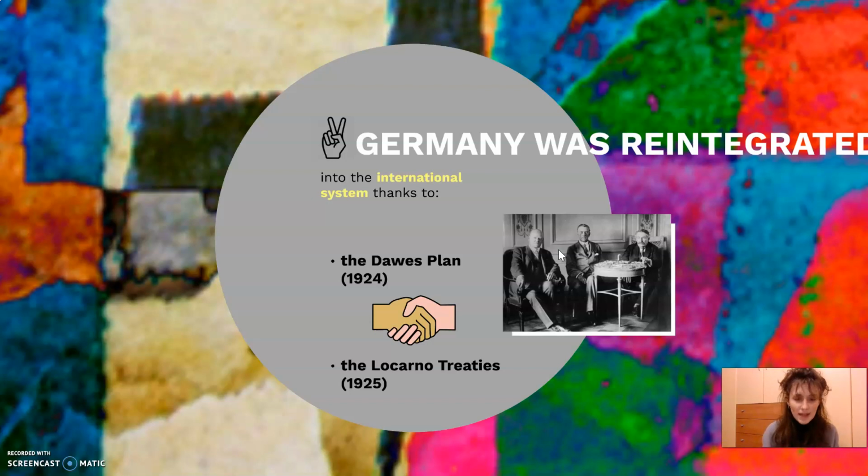And then another treaty that reintegrated Germany into the international system was the Locarno Treaties of 1925, which helped improve relations with Britain and France in particular.